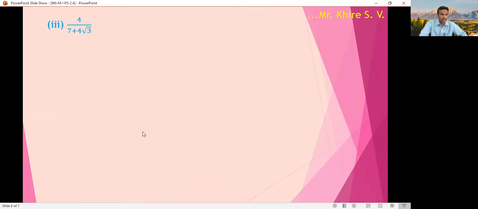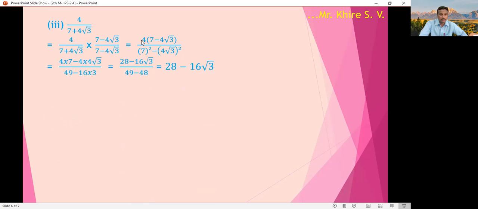Third example is 4 upon 7 plus 4 root 3. Again, conjugate pair of denominator is 7 minus 4 root 3, multiplied in numerator and denominator both. 4 into 7 minus 4 root 3 upon. Again here it is 7 plus 4 root 3 and 7 minus 4 root 3, which means a plus b and a minus b is there. Formula is a square minus b square. 7 square minus 4 root 3 whole square.